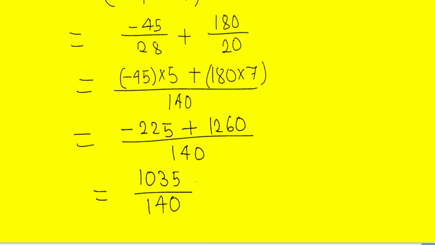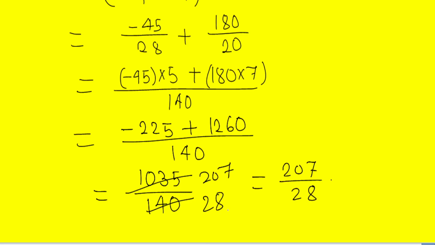Okay, now we will do some simplification. This will be simplified for 207 and this will be simplified for 28. So the final answer is 207 upon 28. You must be wondering from which number we have simplified the numerator and denominator. So we have simplified by 5.